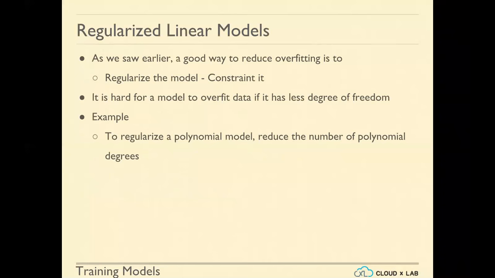Now, there is something called regularization. What we understood is a good way to reduce overfitting is to regularize the model, constrain it. A question from Binta is, what does it mean by broken sensors?